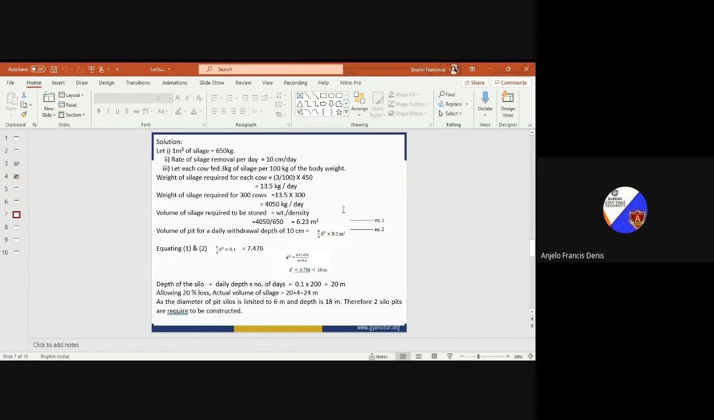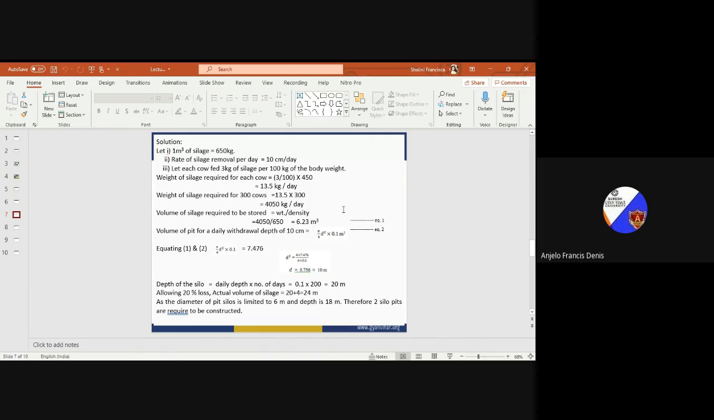So the solution: 1 cubic meter of silage is 650 kg. Rate of silage removal is 10 centimeter per day. Let each cow be fed 3 kg of silage per 100 kg of body weight. So 3 by 100 into 450, it will be 13.5 kg per day for a single cow. Then the weight of silage required for 300 cows is 13.5 into 300, that equals 4050 kg per day.